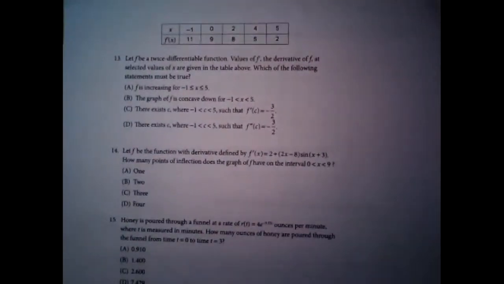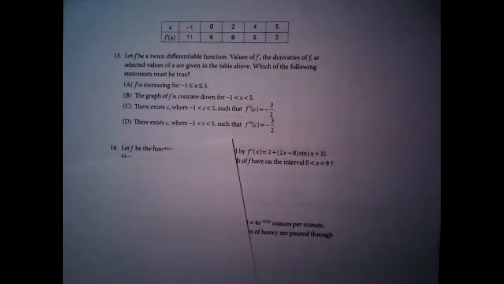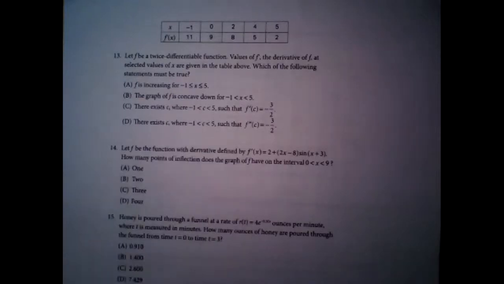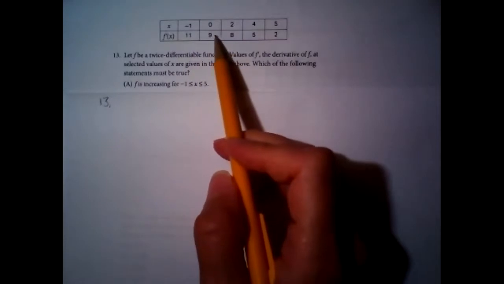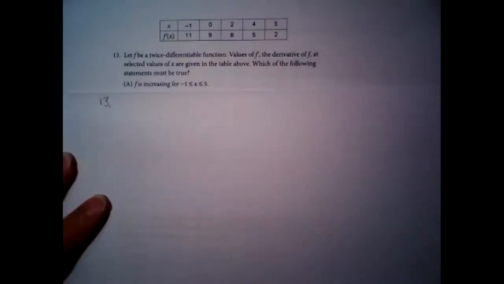All right, 13. Let f be a twice differentiable function. We're given values in the table for f prime. Which of the following statements must be true? So letter A, the graph is increasing. Well, at first glance, it looks like all the derivative values are positive, but we don't know what's happening in between these, and it could drop down to a negative number. So we can't have that.